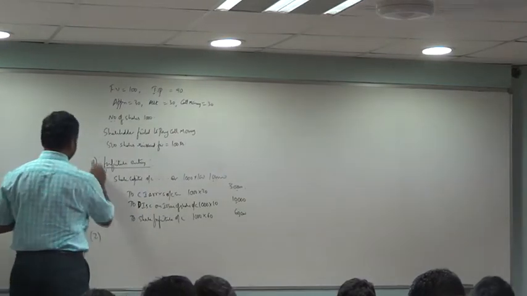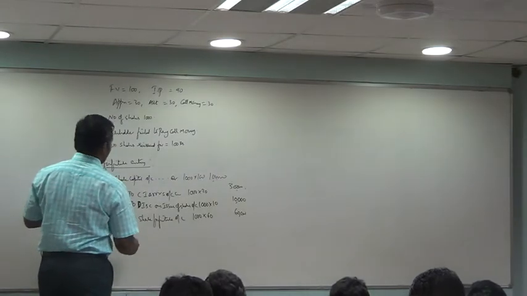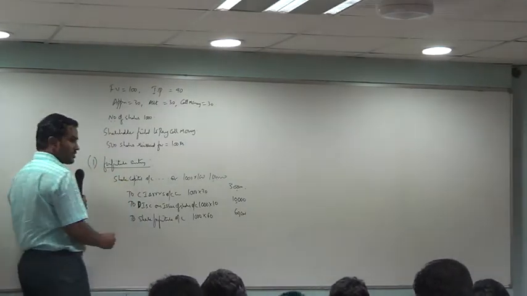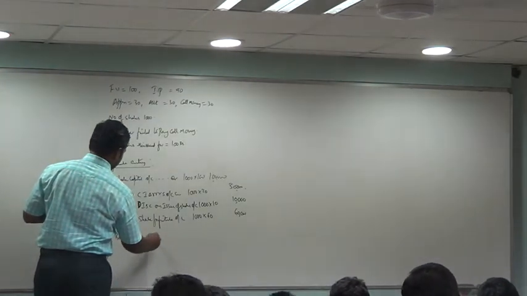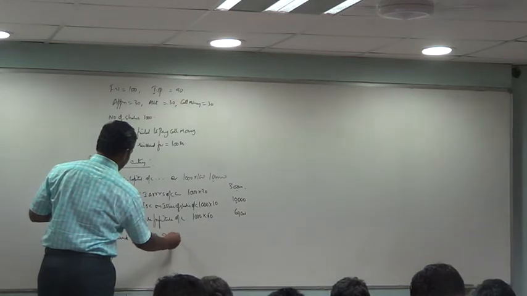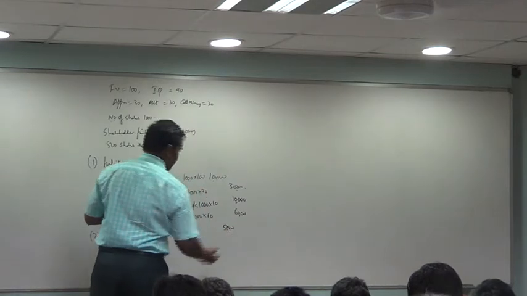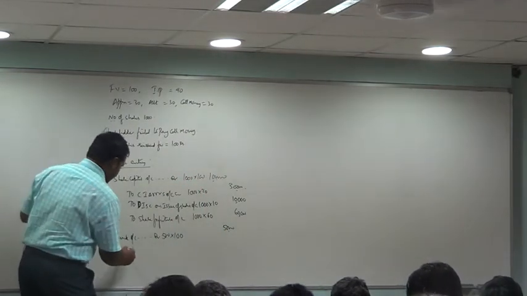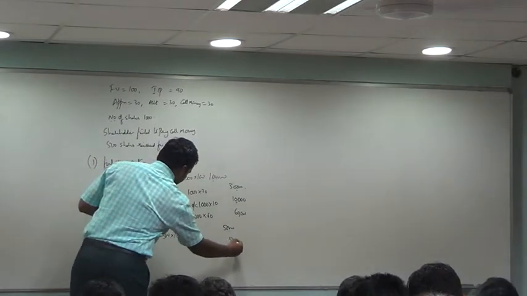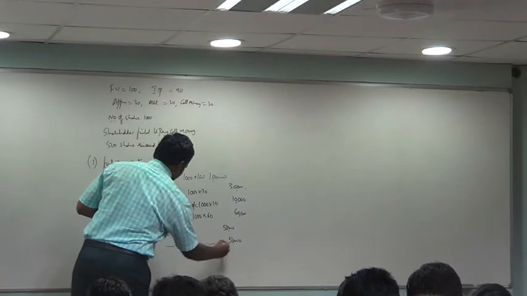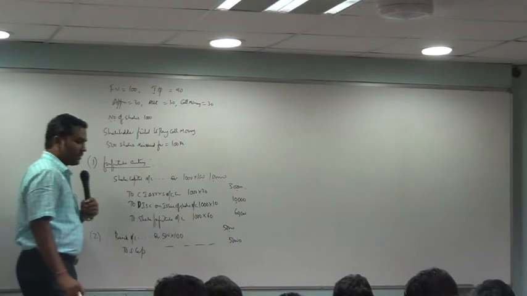Next, reissue entry. We are reissuing how many shares? 500 shares. Bank account debit, 500 into 100, 50,000. There is no reissue loss, hence entire amount is credited to share capital. Bank account debit 50,000, to share capital 50,000.